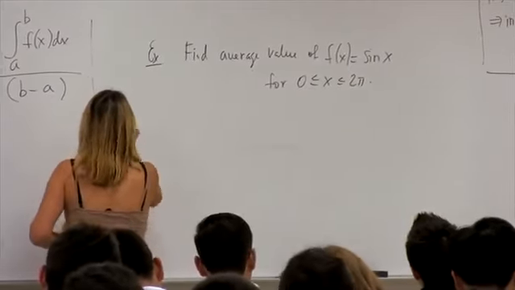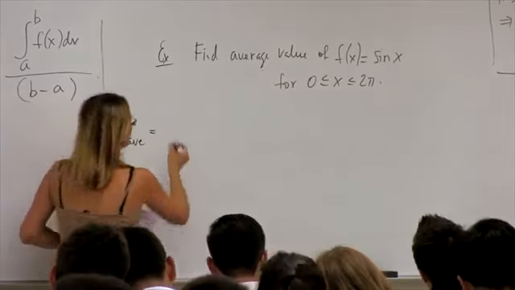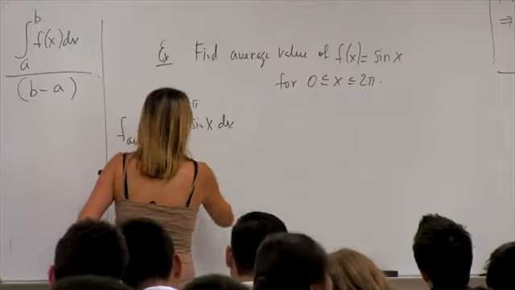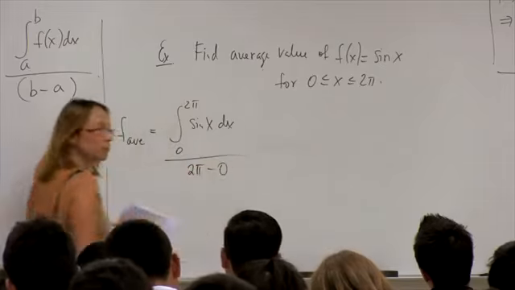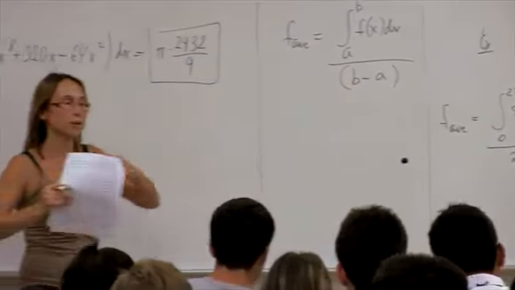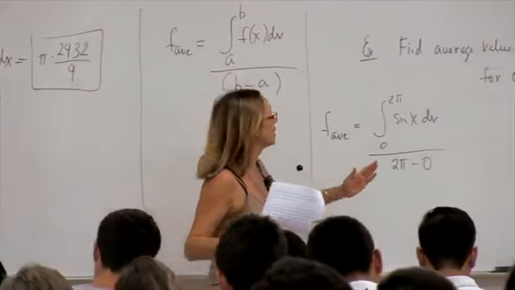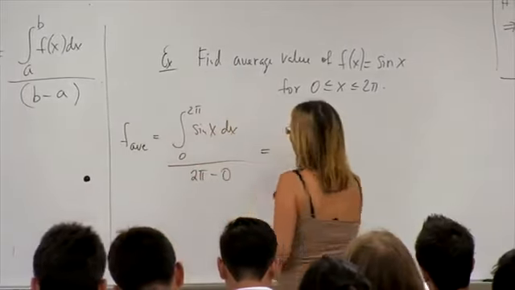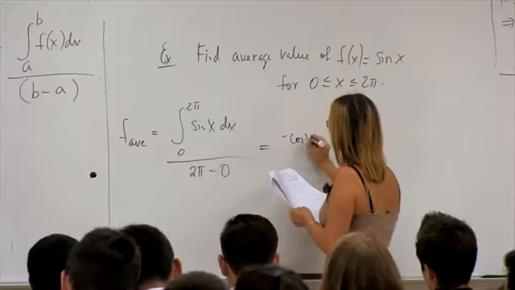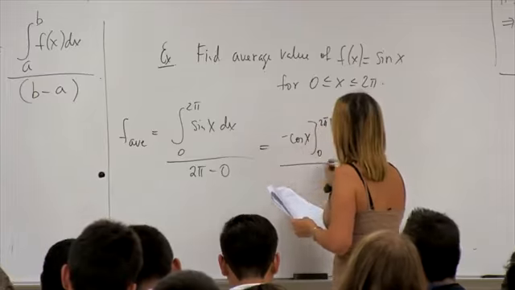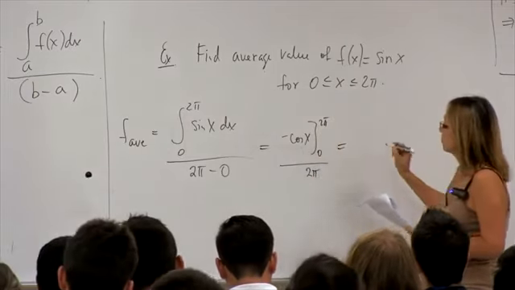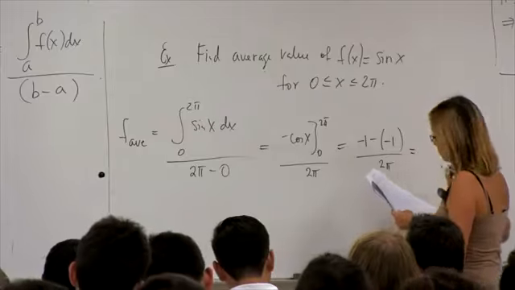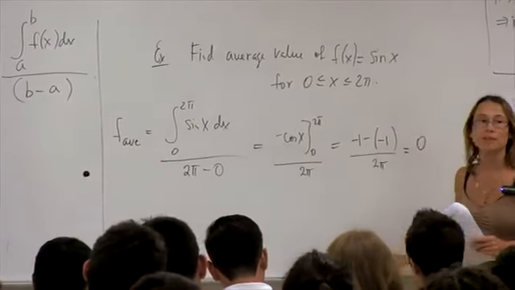Let's do this. So f average. By definition, I have to integrate from 0 to 2 pi sine x dx, and I have to divide by 2 pi minus 0, right? So that's all we do. We just have to evaluate the integral over the whole interval, and the interval is always specified, and divide by the length. What's the answer here? So I get minus cosine x from 0 to 2 pi. I have minus 1 minus negative 1. Okay? Is 0.